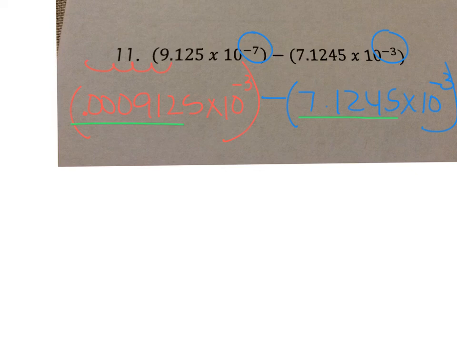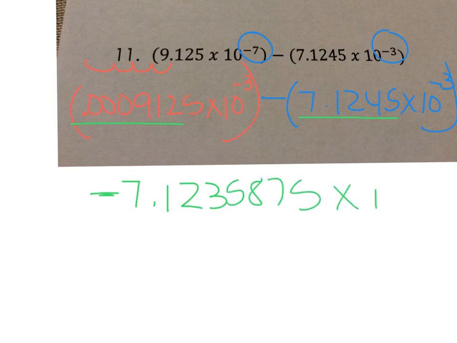When I do it, I get a negative number, which some of us forget are negative. So it's -7.1235875 times 10 to the -3rd. Common mistakes, people wrote down the wrong numbers. We didn't have our negative sign.